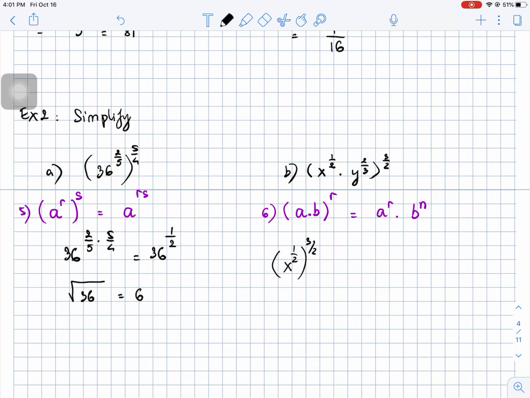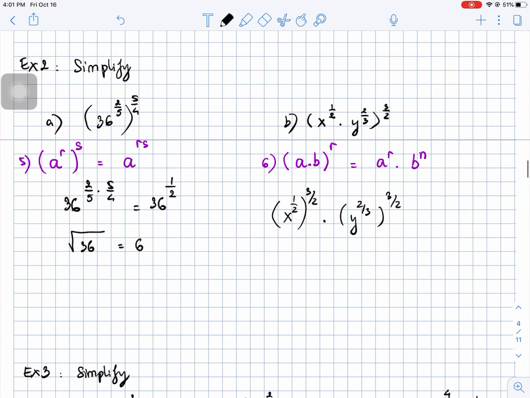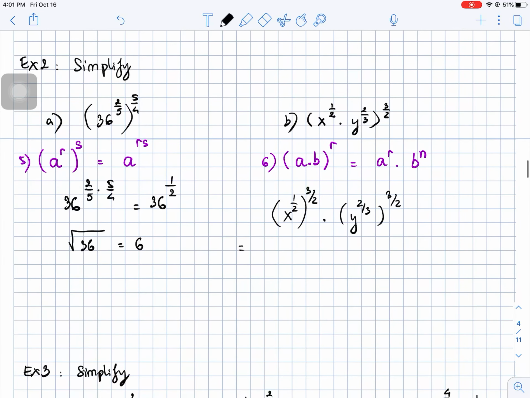In part B, the x to the 1/2 and the y to the 2/3, I consider like a and b. Then you have the product between them. Then the first term is x to the 1/2 with exponent 3 over 2. And the second term y to the 2/3, the exponent is 3 over 2. And then we will use number 5, the power rule.